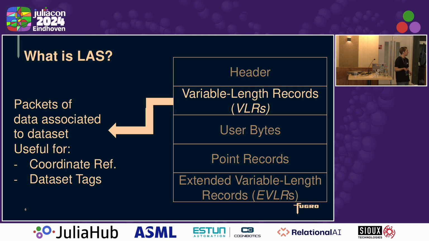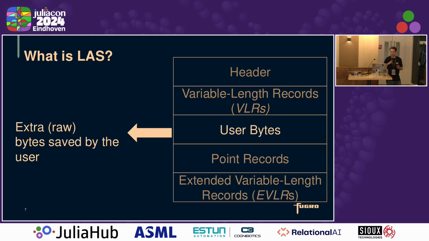It's then followed by a set of variable length records, which are packets of data that are associated to the dataset as a whole rather than each individual point. These are useful for coordinate system references, dataset tags, etc. The spec also allows you to cram a bunch of extra raw bytes in between the variable length records and the point records, so we support that too.